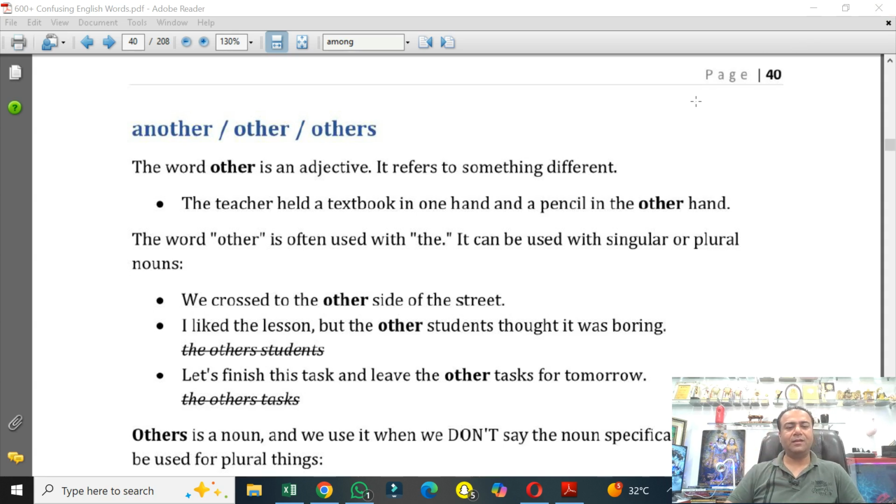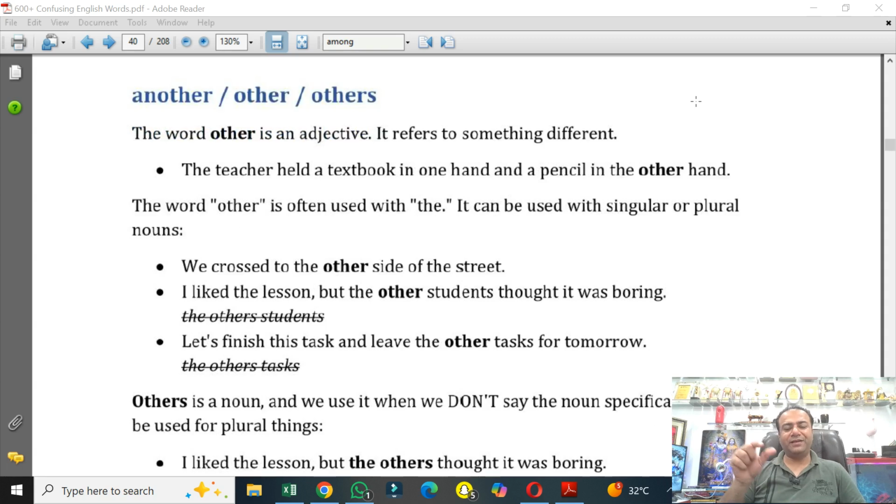For example, we crossed to the other side of the street. For example, I liked the lesson, but other students thought it was boring. The other students is wrong. Okay? Let's finish this task and leave the other tasks for tomorrow. This is right. And the others task is wrong.